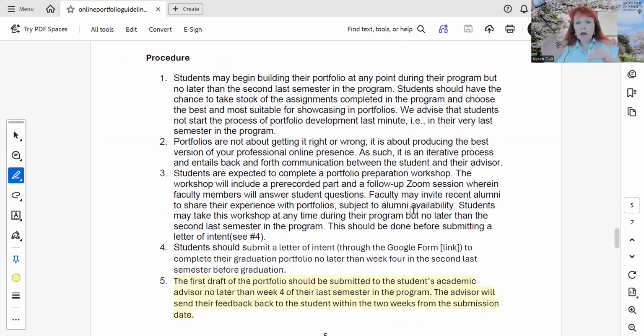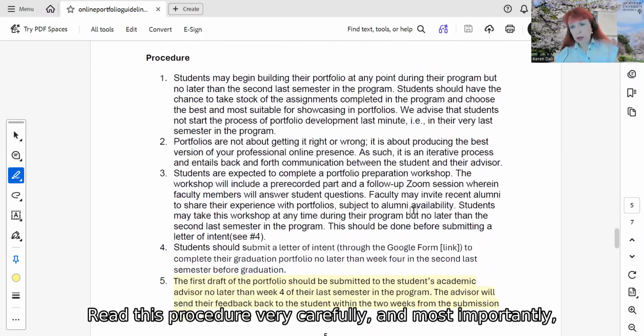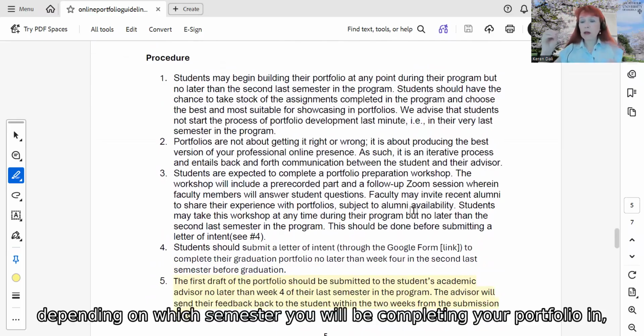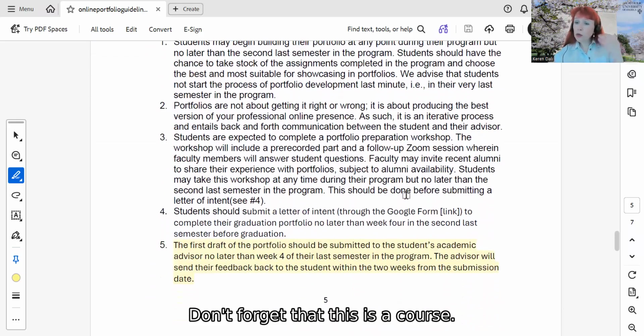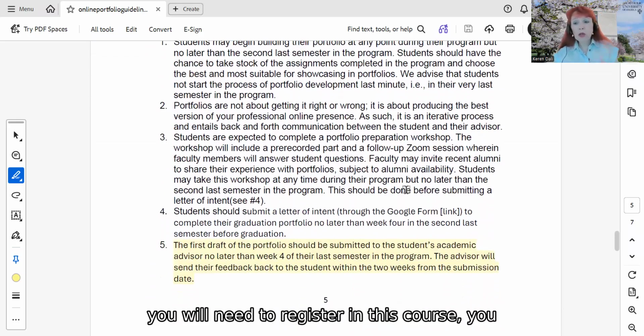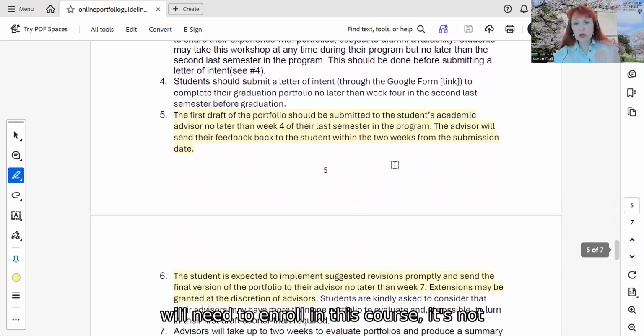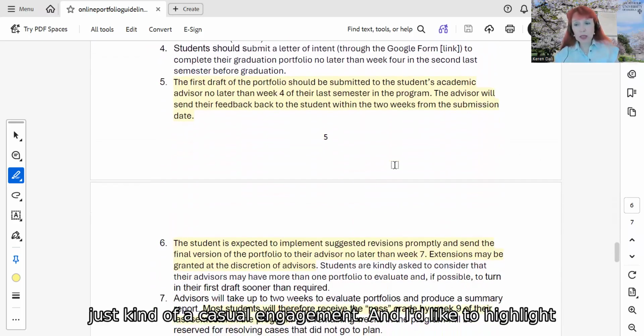Procedure. Read this procedure very carefully, and most importantly, depending on which semester you will be completing your portfolio in, figure out all the specific dates and timelines. Don't forget that this is a course. You will need to register in this course. You will need to enroll in this course. It's not just a casual engagement.